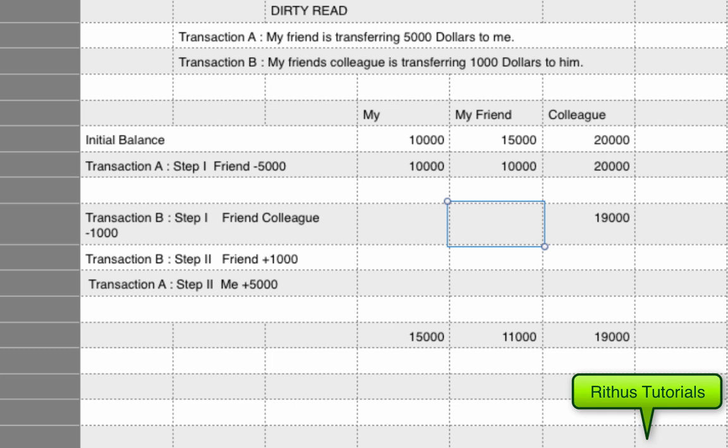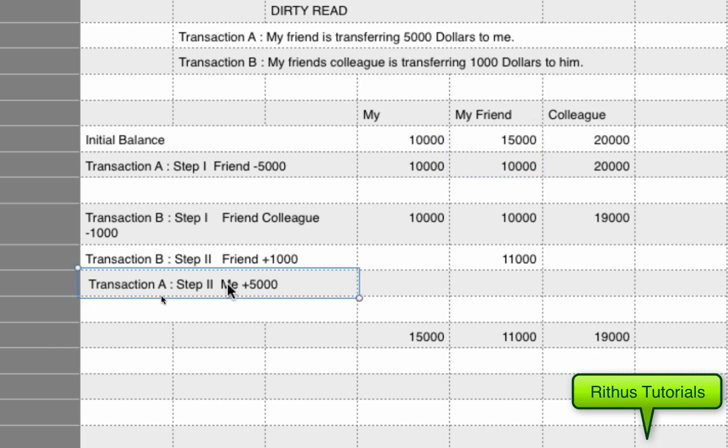However, the remaining amounts, my account and my friend's account, would remain the same because there's no change to that. And step 2 of the transaction increments the friend's account by 11,000. So if you see this change, from 15,000 to 10,000 of my friend's account, it is done by transaction A. This transaction A is still not complete.